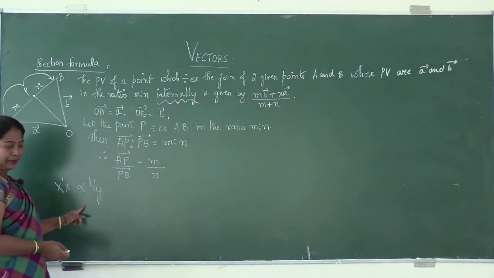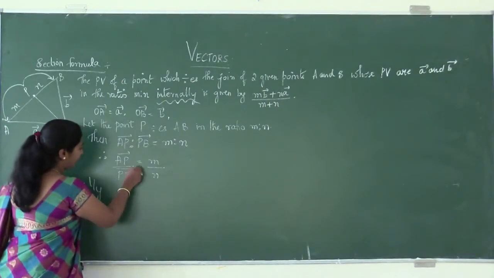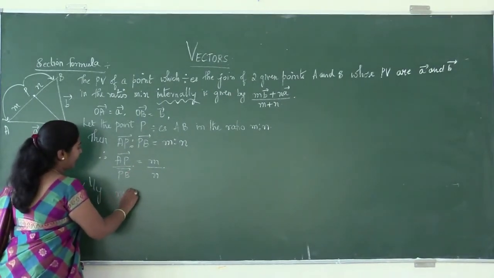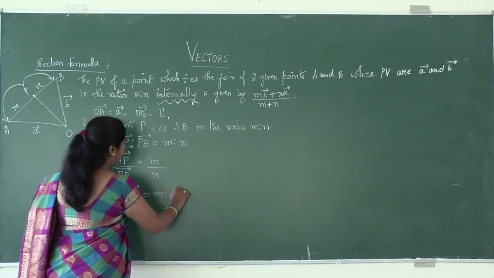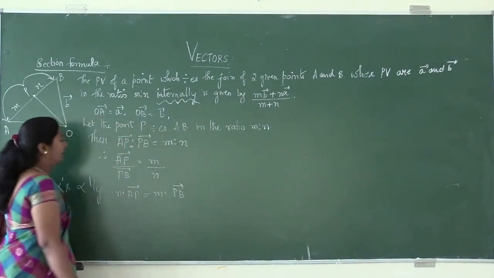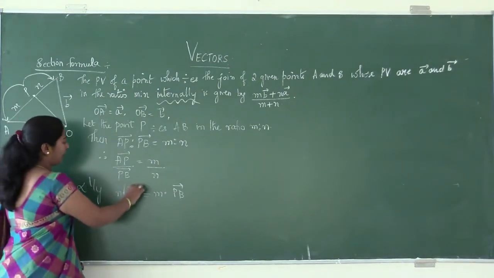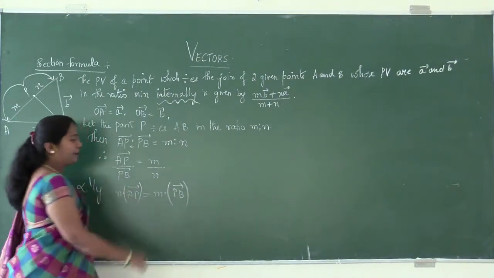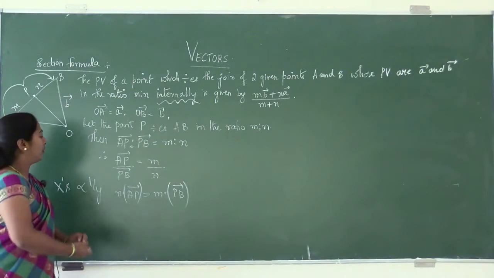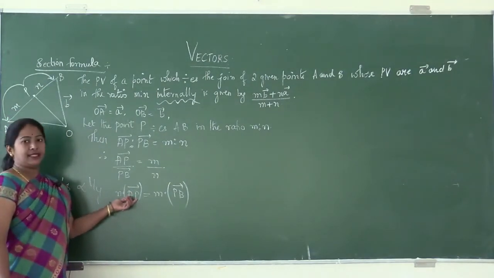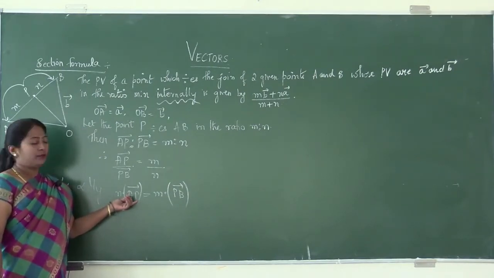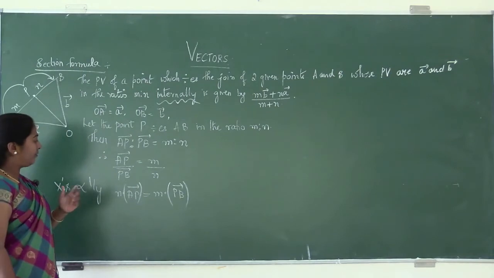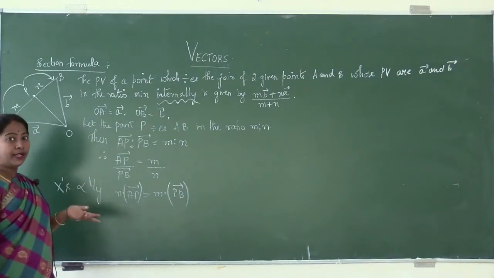Now, cross multiplying, observe here, what do you get? n into vector AP is equal to m into vector PB. I have two vectors, vector AP and vector PB. How do I represent these in terms of each point? Vector AP is a vector joining 2 points.